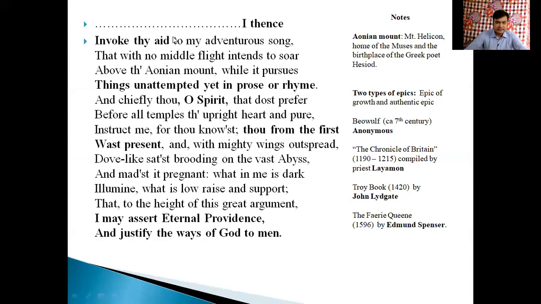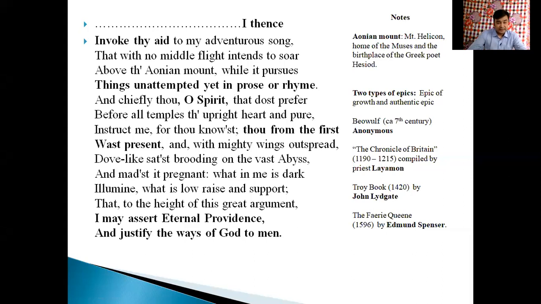Okay, I then invoke thy aid. Now, John Milton asks the muse so that the muse helps him to write this adventurous song. To my adventurous song, and he said that things unattempted yet in prose or rhyme. That means this is the challenge of John Milton. The things unattempted yet in prose or rhyme. That means that is the thing I am going to write now.